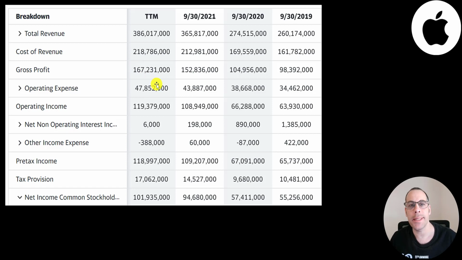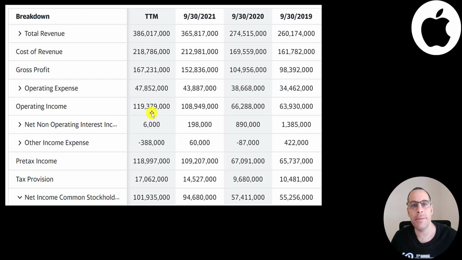These are all the expenses not directly related to generating the revenue. Gross profit minus operating expenses gives you your operating income. That also peaked in trailing 12 months at close to 120 billion. When you take the total interest they received on their investments minus the interest they paid on their debt, that comes at a positive $6 million.